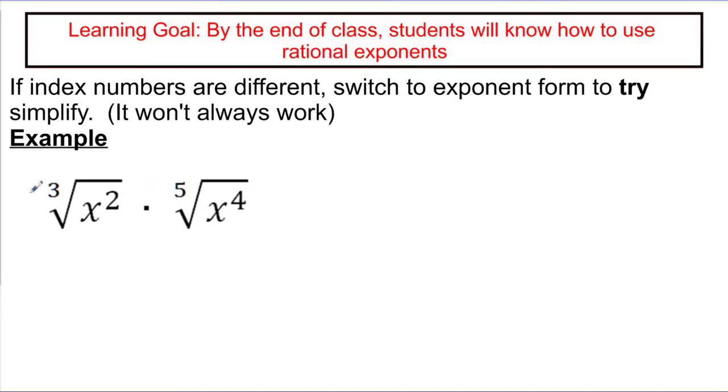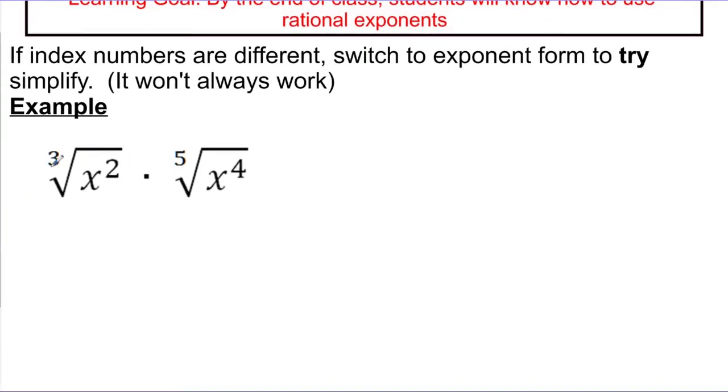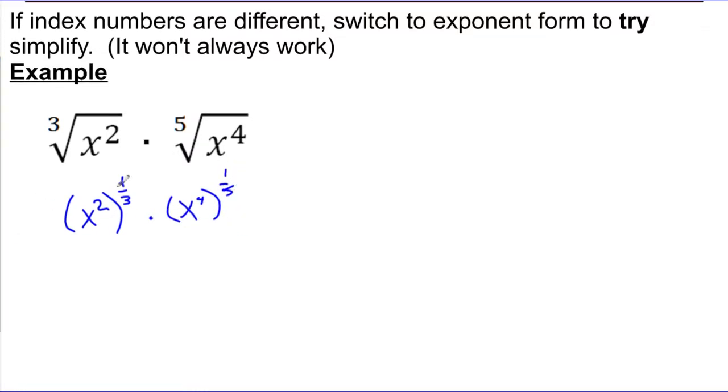And so what we can do to multiply these together and try to get some kind of simplified combined result is to turn them into their exponent form and see if maybe we can do something with it in that form. So remember, this means the same thing as x squared to the 1/3, right? That's my first expression. And the second one is the same thing. It's x to the 4th to the 1/5 power. And then I can simplify each of those and multiply together my exponents and say this is really x to the 2/3, right? And x to the 4/5.